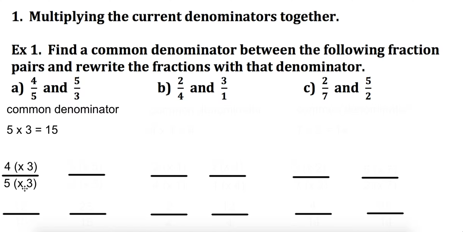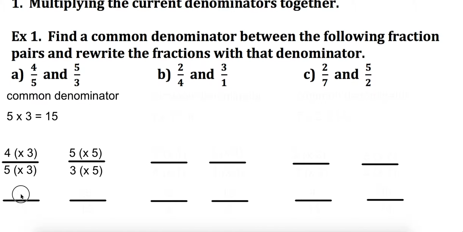So we had to do 5 times 3, so on the top of this fraction we had to do 4 times 3. Now don't confuse that with the second fraction, which is slightly different. The second fraction we had to do 3 times 5, so here on the top we had to do 5 times 5, because whatever we do to the bottom of the fraction, we have to do the same to the top. So for this first fraction we get 12 over 15, and the second fraction we get 25 over 15.